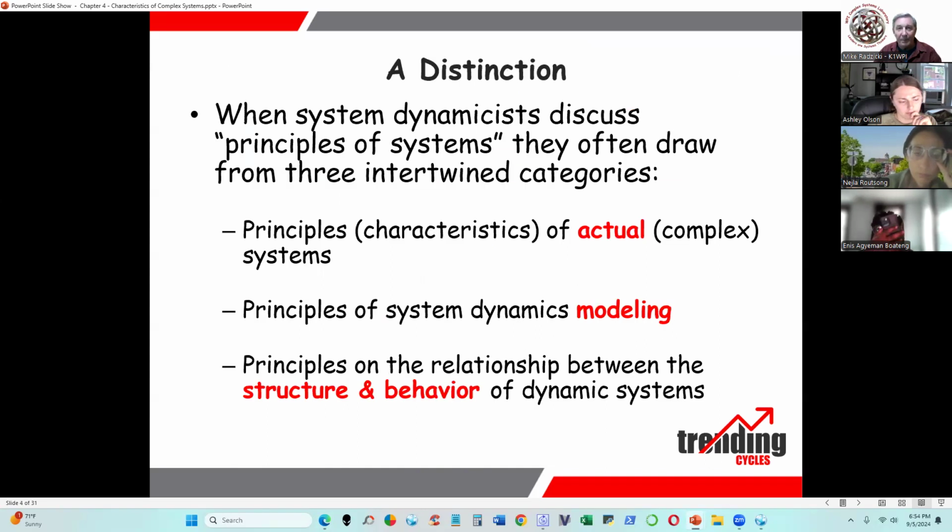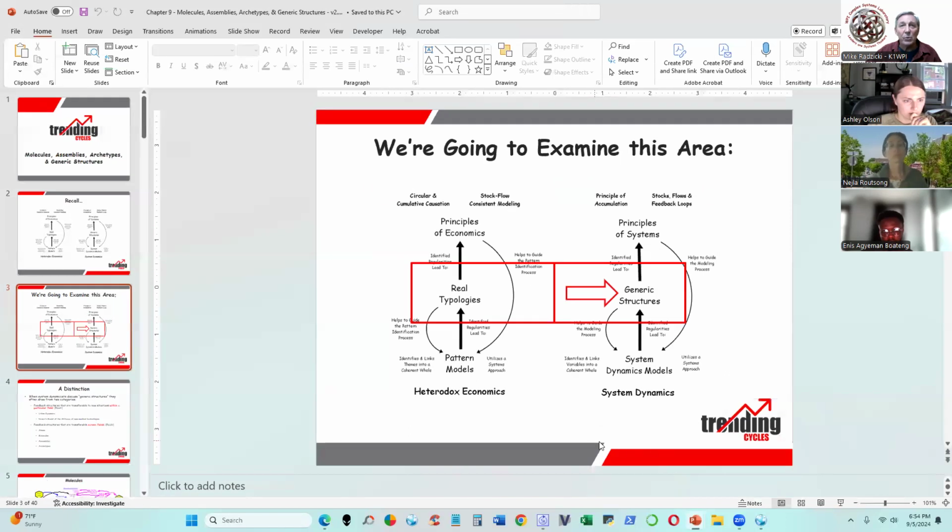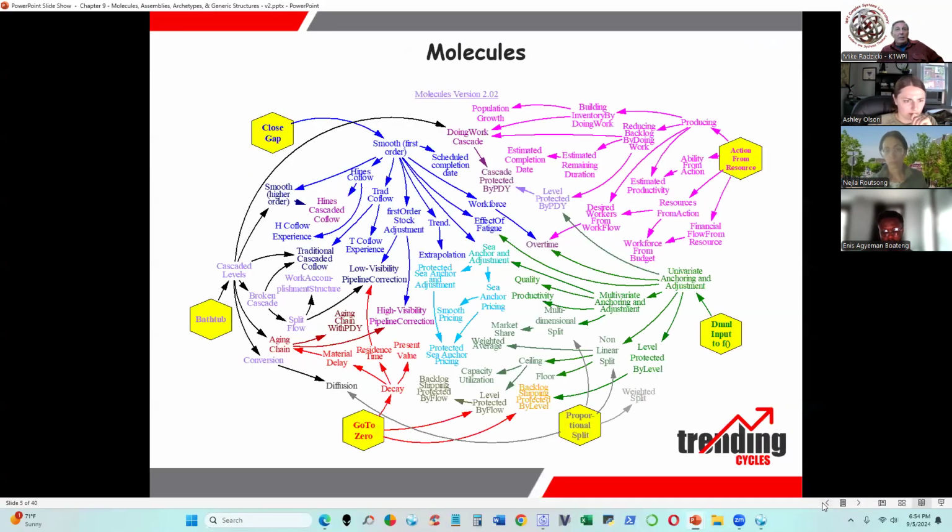Okay. So let me quickly show you a little bit more about these things. The molecules are presented, if you will, by Ventana Systems in Vensim, the other big system dynamics modeling tool. There are many, but the two biggies are Stella and Vensim. PowerSim kind of comes in third, and then people like Kim Warren have their own.